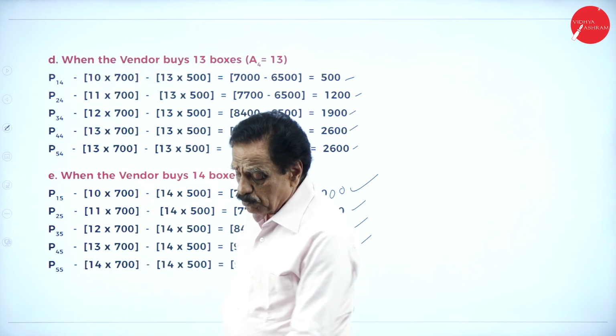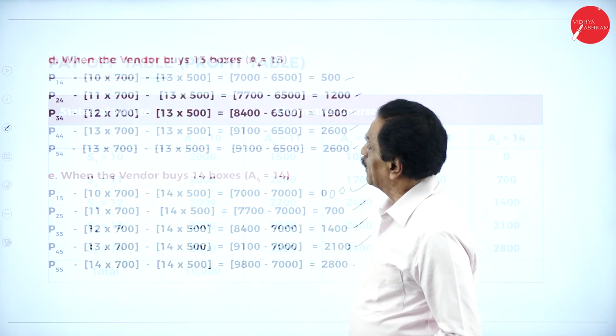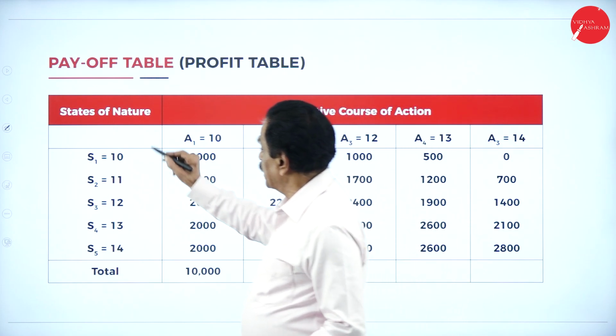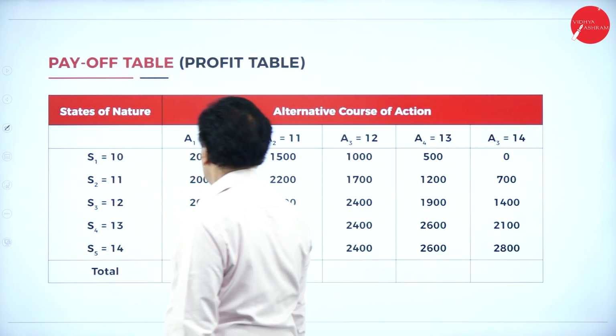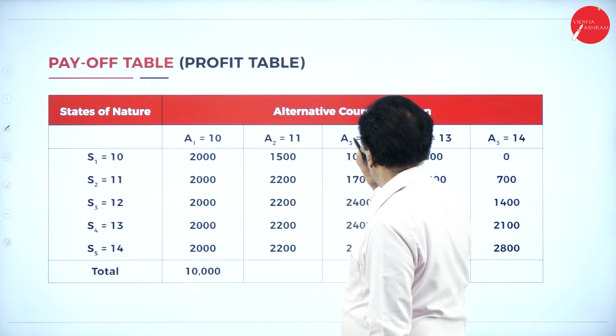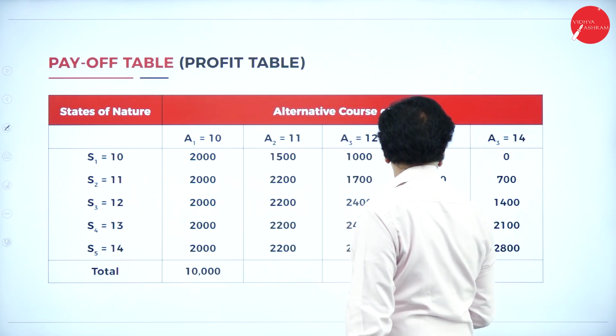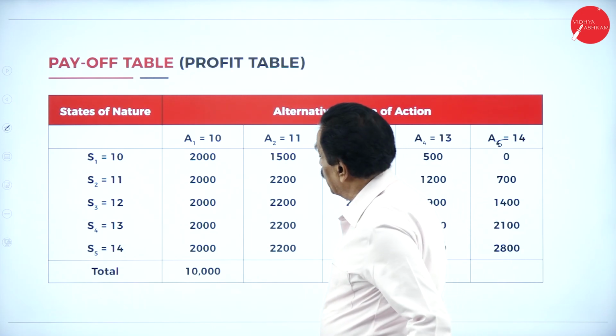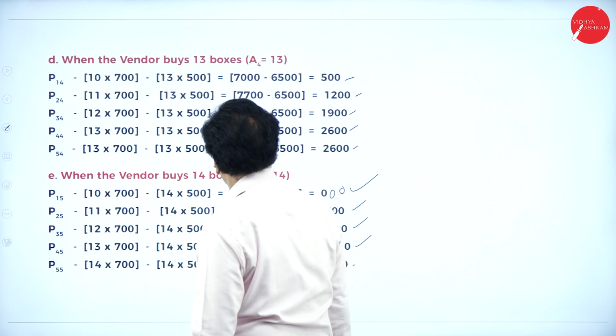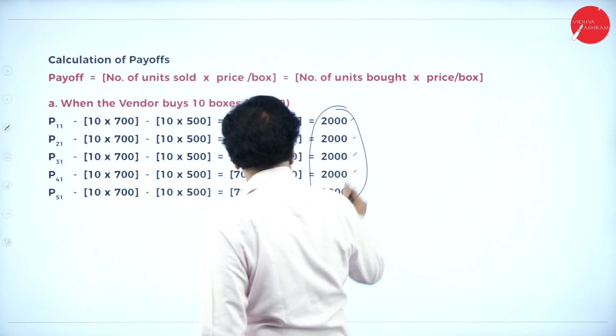Now, you put it into the payoff table format. This is your state of nature, S1, S2, S3, S4, S5. This is your A1, A2, A3, A4, and this is A5. Okay, your values, see that? What are your A1 values? All 2000.